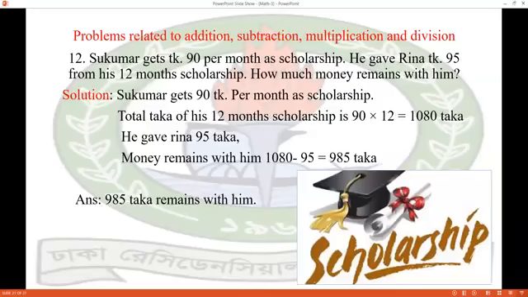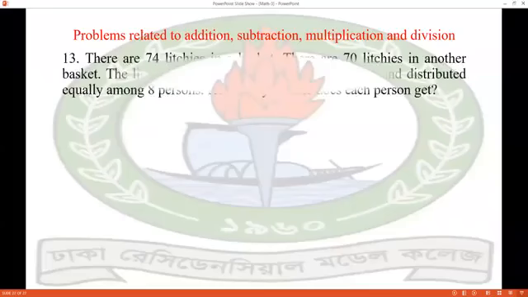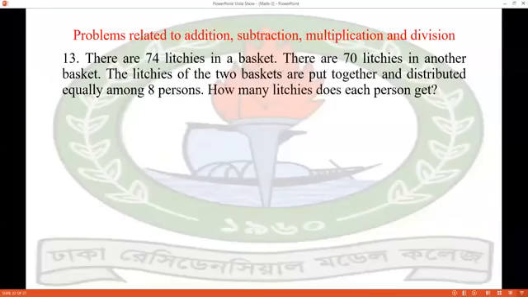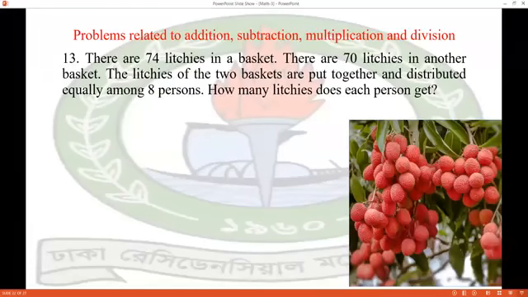So the next problem, number 13. There are 74 lychees in a basket. Beautiful lychees. There are 70 lychees in another basket. The lychees of the two baskets are put together and distributed equally among 8 persons. How many lychees does each person get?